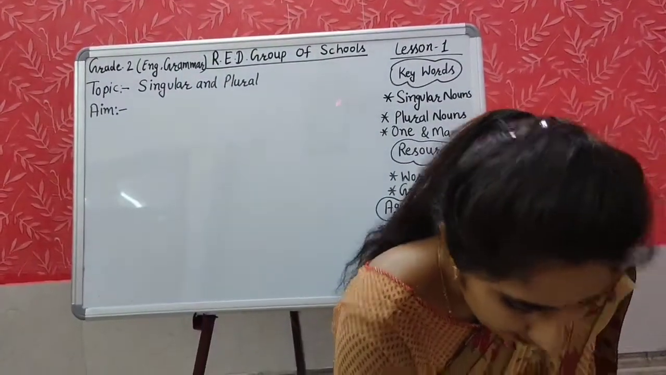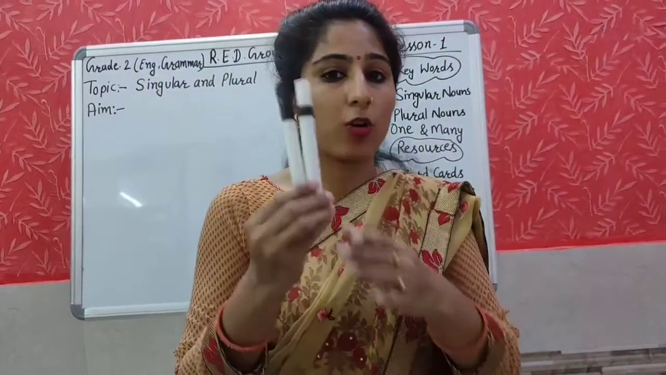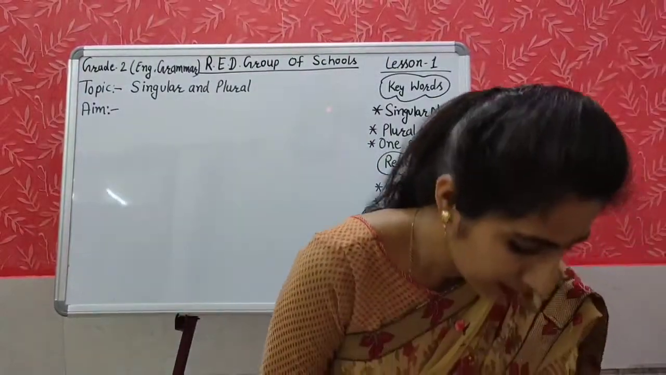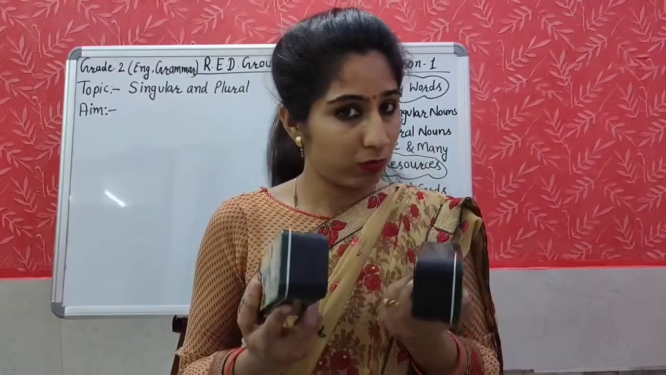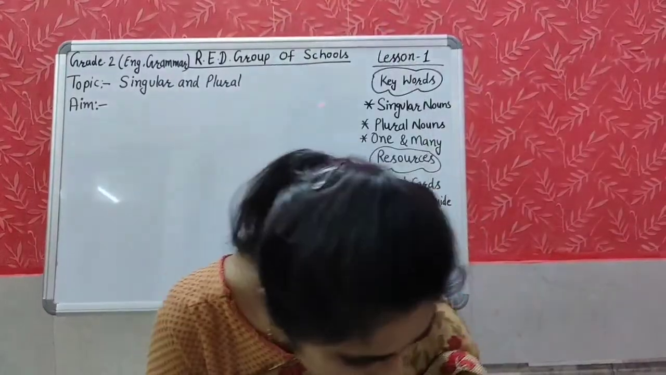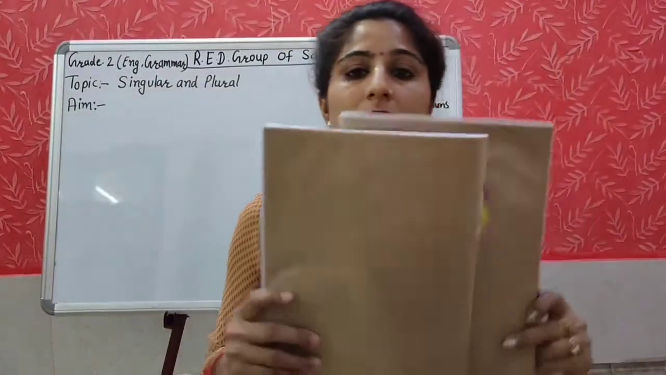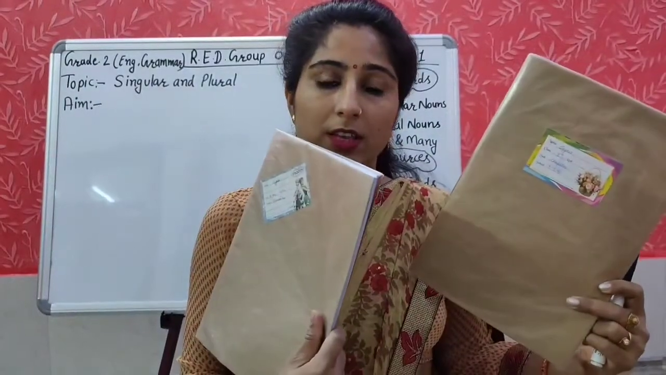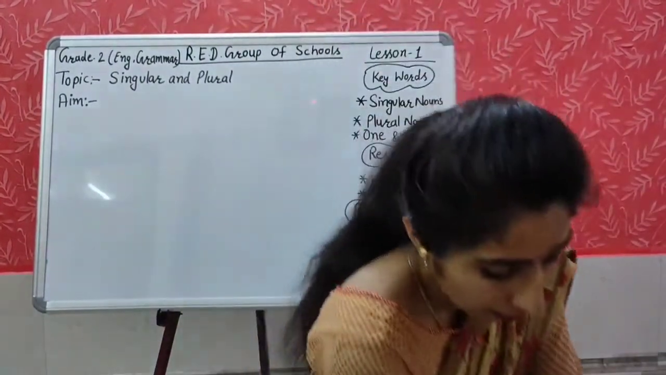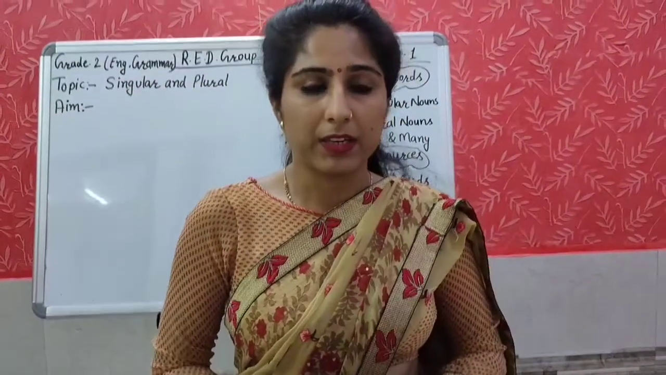So, yes, how many more than one? These are many. Yes, one or more. Yes, these are also more than one. Yes, one or two. Yes, these are more than one. So more than one things are called many things.